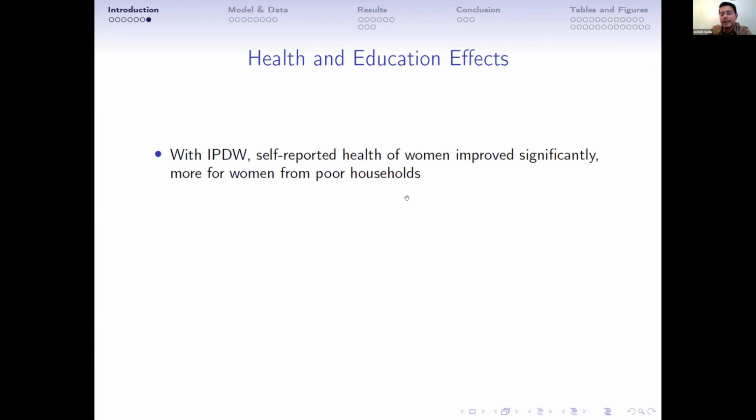Now, this is because in urban areas, the surface level contamination of water, which is not piped, is higher. So we expect that the health benefits of having piped water would be more in urban areas as compared to rural areas, and more for women, especially because they are the ones who get in touch with the source of water, and so we expect more contamination for them, and so their health would deteriorate faster than the others in the family. So we find that with indoor pipe drinking water, self-rated health of women improved significantly, and more for women from poor households. This is because they would be more inclined to have a contaminated source of water.